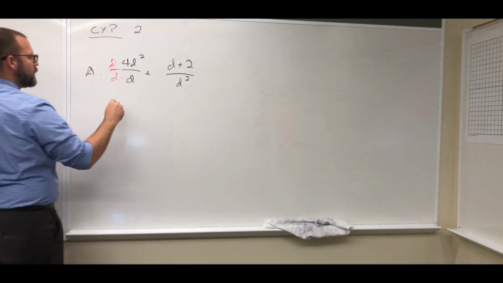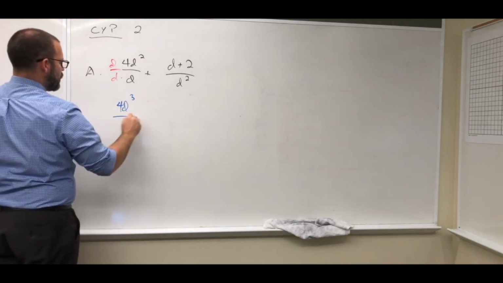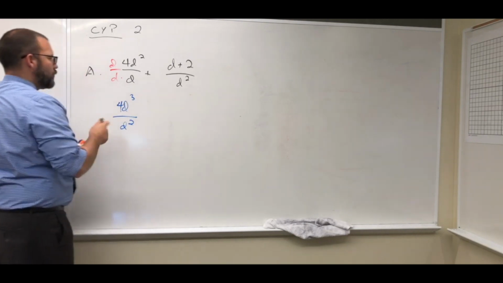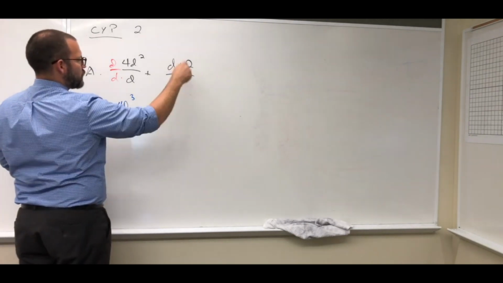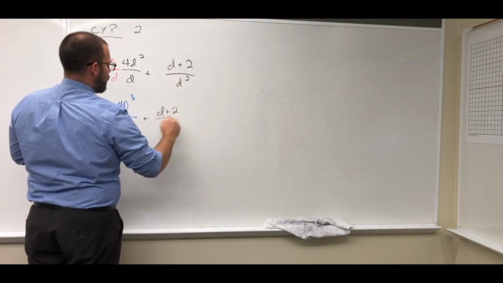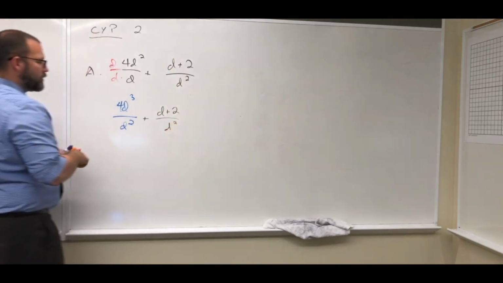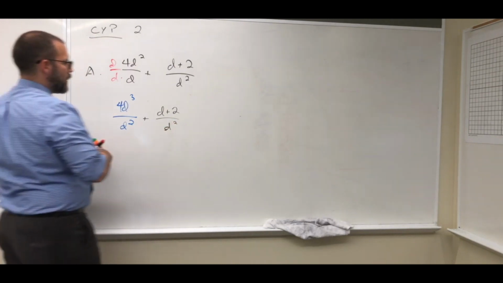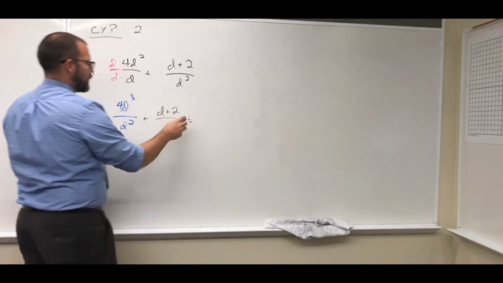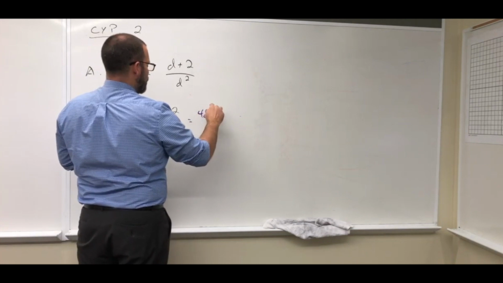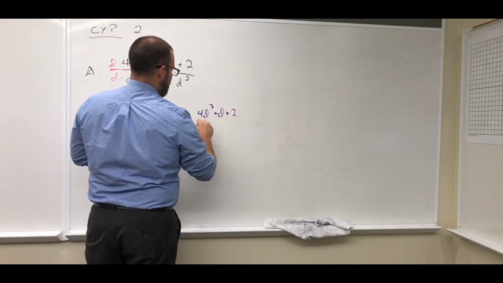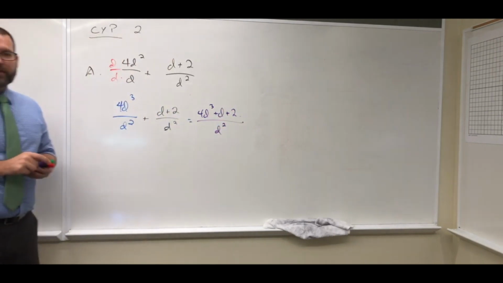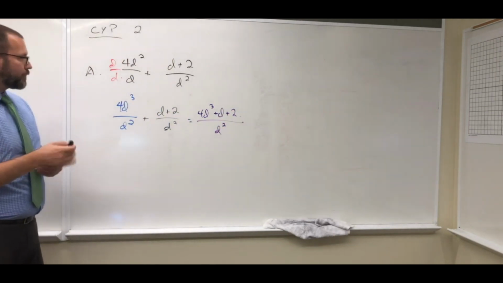4d squared times d is just 4d cubed over the d squared that we created, plus the original fraction, this one did not have to change, d over 2 over d squared, that's a d, not an l. And so our resulting sum, no like terms on top, 4d cubed plus d plus 2 over that common denominator of d squared. And that's that.